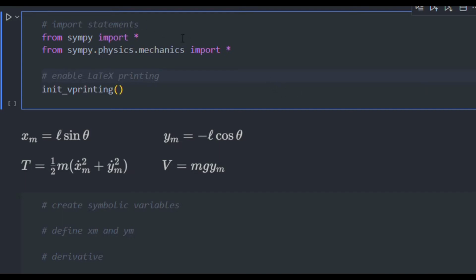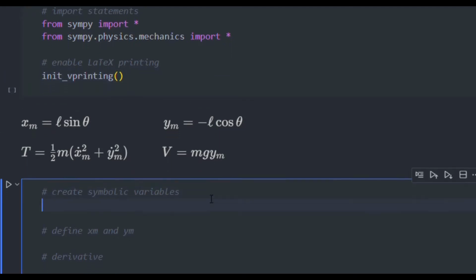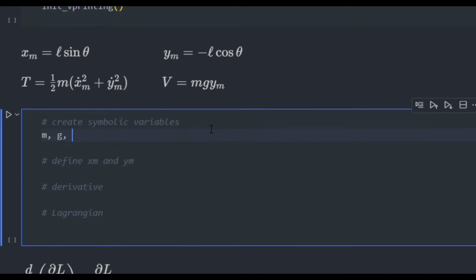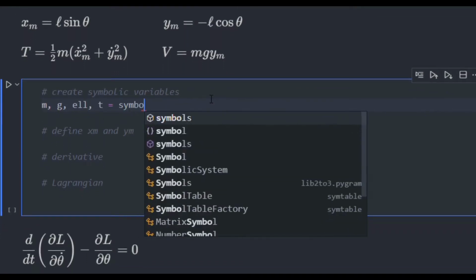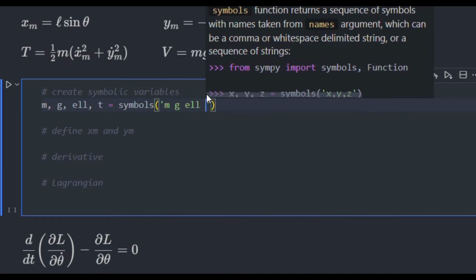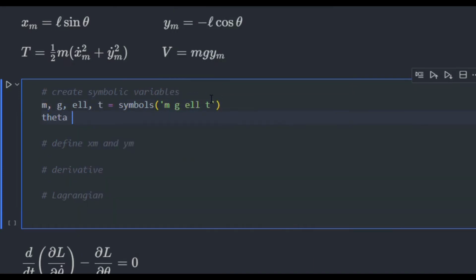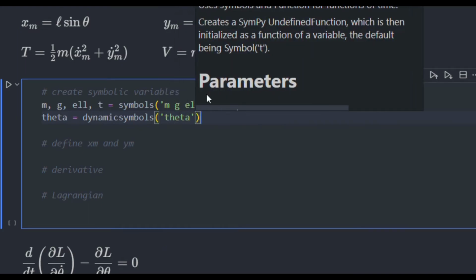Okay, let's get started by importing SymPy and then running this init_printing function. This just gives us nice LaTeX output here in our Jupyter notebook. Okay. So let's get started by defining some constants, m, g, and l, as well as a time variable. So these are going to be some symbols, m, g, l, t. And then theta, this is a function of time. So we're going to use dynamic symbols.